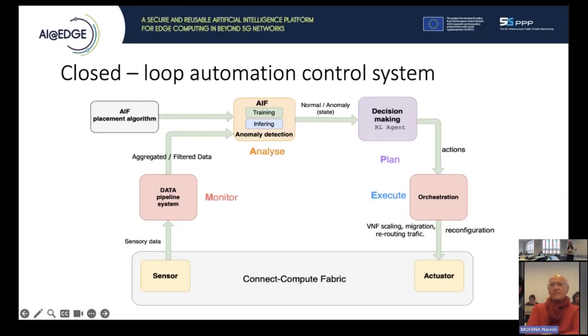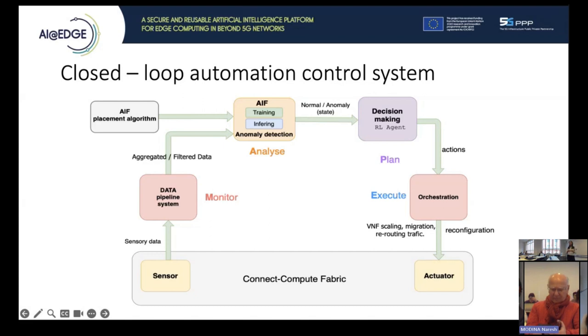Now we can go to our work. So this is the architecture on which we are relying. This is the closed loop automation control system, which is composed of a set of bricks. If you take the connect compute fabric, it actually refers to the infrastructure from which we want to monitor the data and to which we want to apply our decision. So we have developed a data pipelining system that will collect the distributed data in real time and then send the data to the other brick, which is the analyzer.